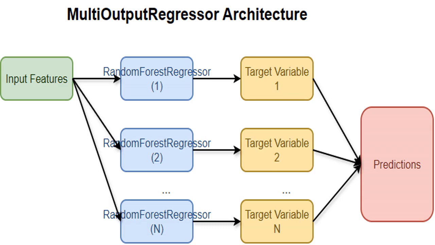The input features are the variables used to predict the target variables. Think of them as the information we have to work with. For example, if we're predicting house prices, the input features might include square footage, location, number of bedrooms, etc.